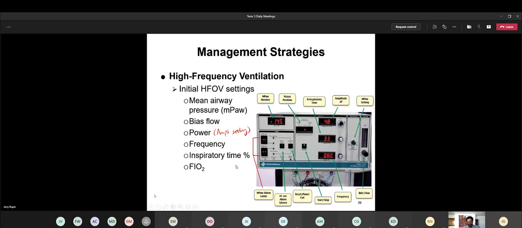These machines don't have their own built-in FiO2 controller. They have a blender type of system, but it's all external. And then you still have to measure or analyze your FiO2 with an O2 analyzer.